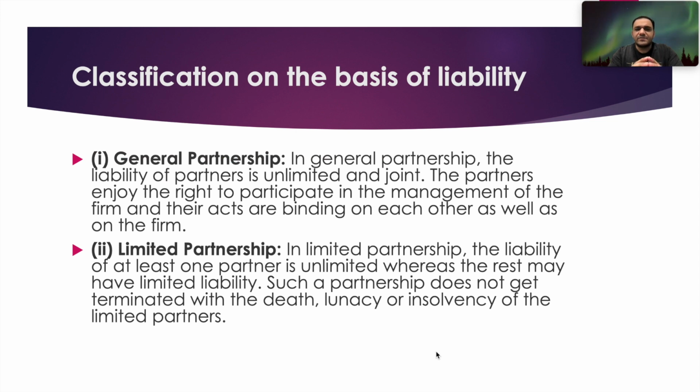Then we can see classification on the basis of liability. General partnership is there, limited partnership is there. In general partnership, the liability of partners is unlimited and joint. The partners enjoy the right to participate in the management of the firm, and their acts are binding on each other as well as on the firm. In limited partnership, the liability of at least one partner is unlimited, where the rest may have limited liability. Such a partnership does not get terminated with the death, lunacy, or insolvency of the limited partners.